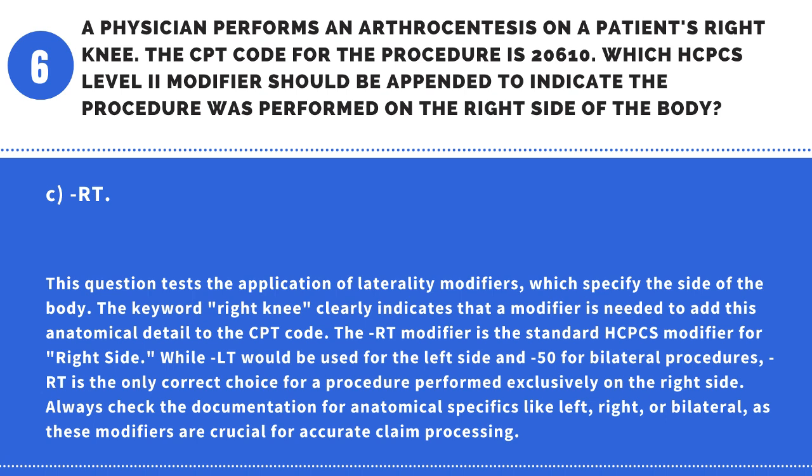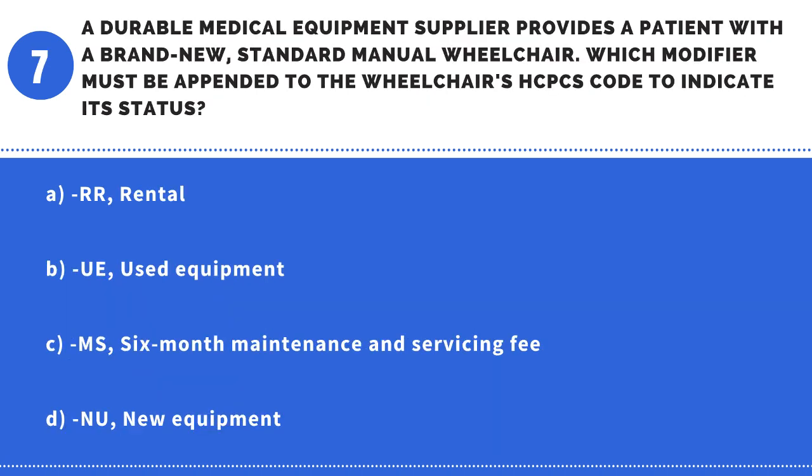processing. Question 7. A durable medical equipment supplier provides a patient with a brand new, standard manual wheelchair. Which modifier must be appended to the wheelchair's HCPCS code to indicate its status? A. RR, rental. B. UE, used equipment. C. MS, 6-month maintenance and servicing fee. D. NU, new equipment.